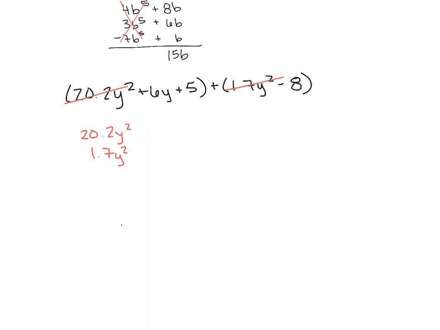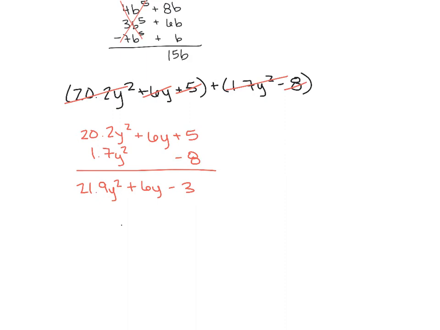Then you have plus 6y. There's no y in the second polynomial. And then you have plus 5 minus 8. So you have 20.2 plus 1.7, sorry, which is 21.9y squared plus 6y, because there's nothing underneath it to add to it, minus 3. And that's your answer. Maybe I don't mind doing it that way.